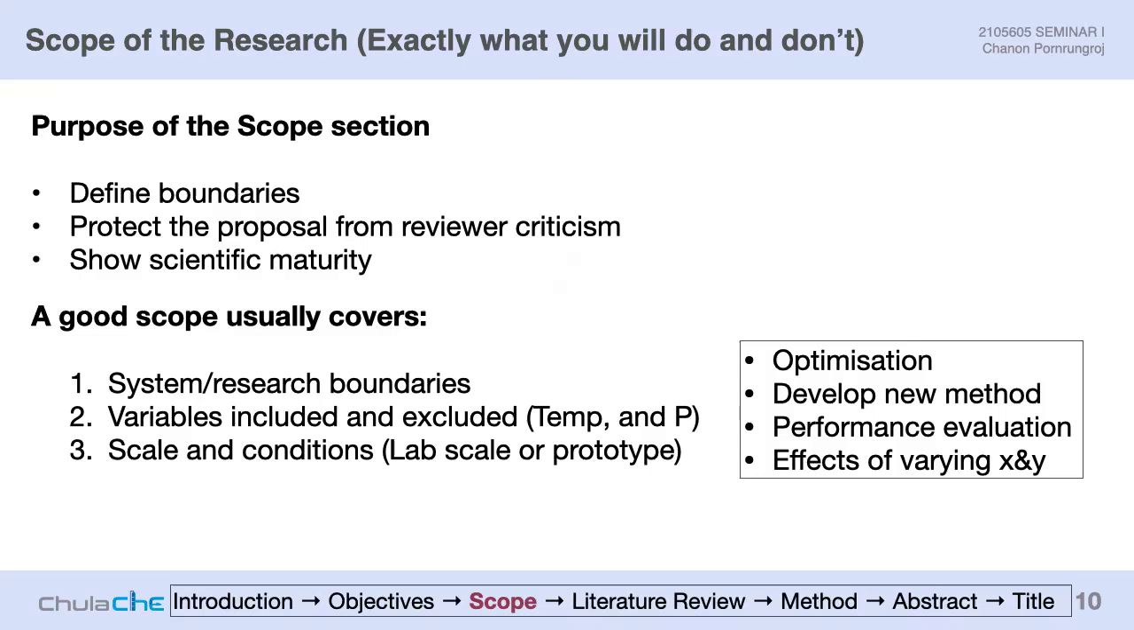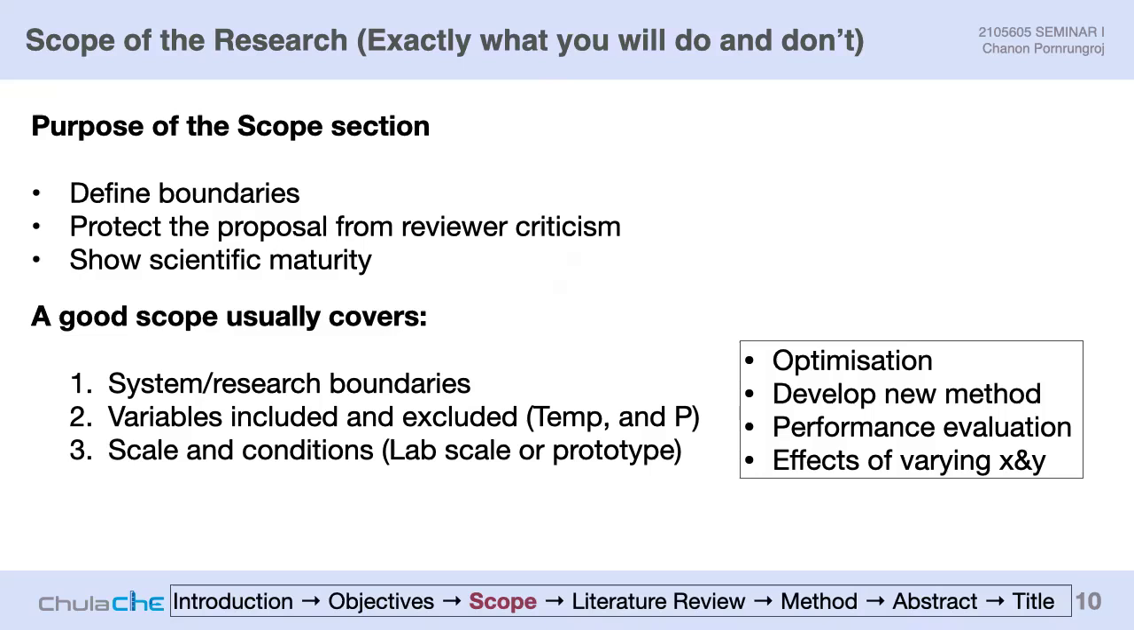So the scope is not just what you will do, but you can also mention what you will not do. You define your boundary. Because in 2 years of research, or 1 year exactly, you cannot do much. So you have to put the boundary. Then your supervisors and readers will know, oh okay, you will not touch upon this part. So it's out of the scope, for example.